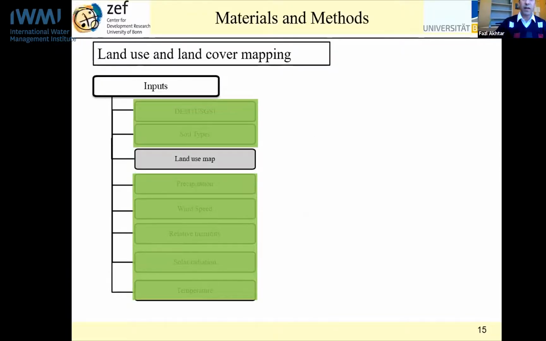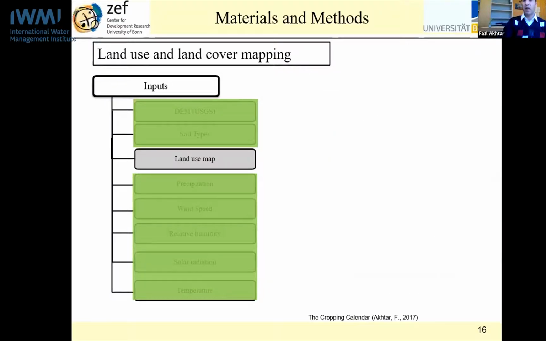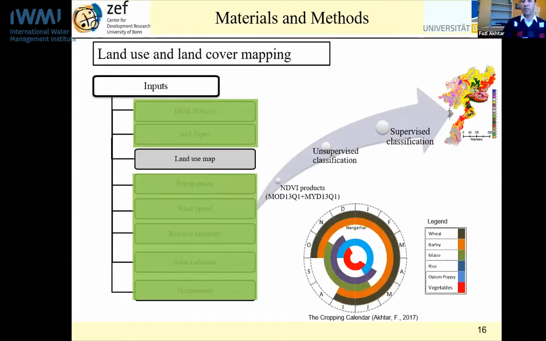And then the land use and land cover map is also another key input to this model. This was developed within the scope of this study. We used the MODIS Aqua and Terra NDVI products and carried out the unsupervised classification. And then for supervised classification, we developed the NDVI profiles of the study area in order to identify which crops exactly they are. So based on the NDVI profile, we made the cropping calendar, for example, as you see here.